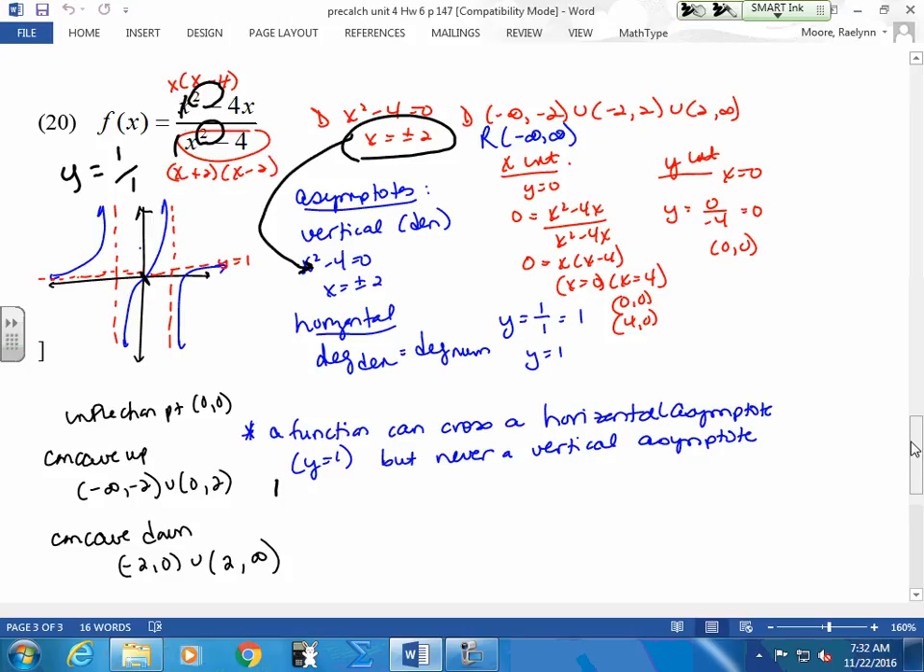So you're increasing from negative infinity to negative 2. You're increasing from negative 2 to positive 2. And then you're increasing from 2 to infinity.